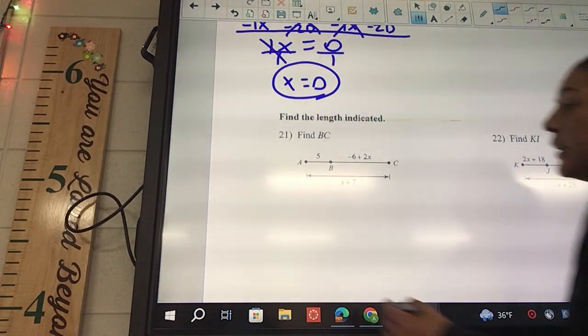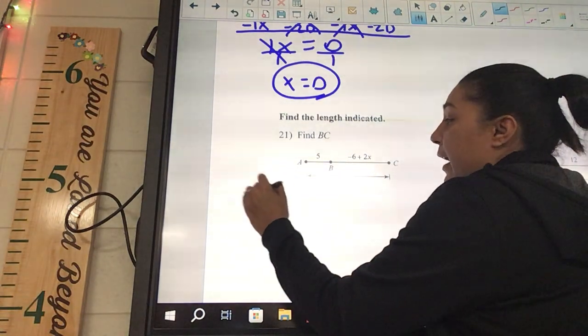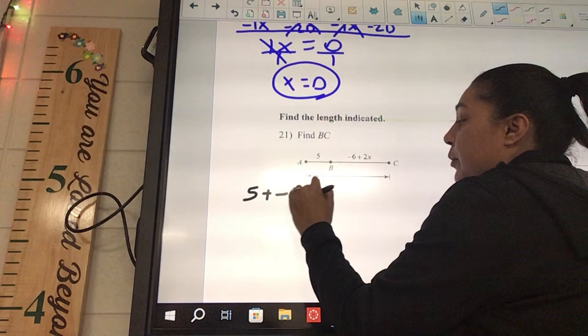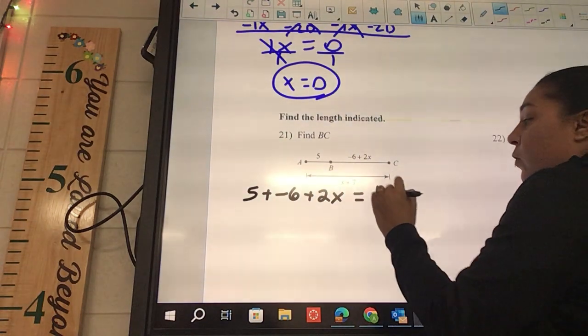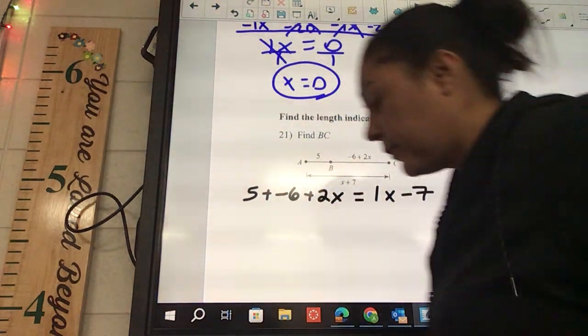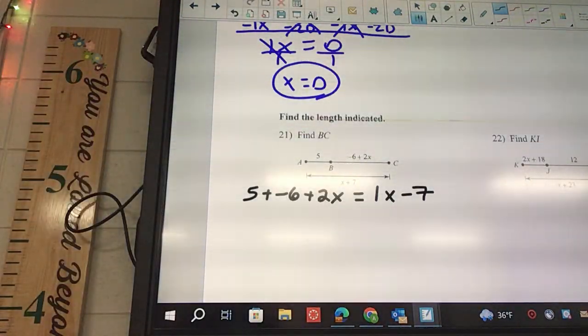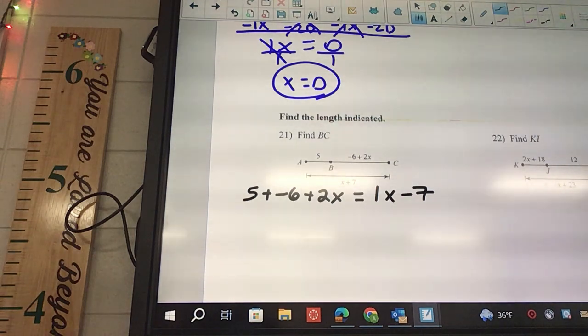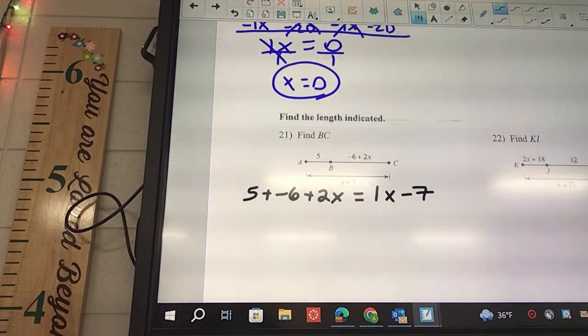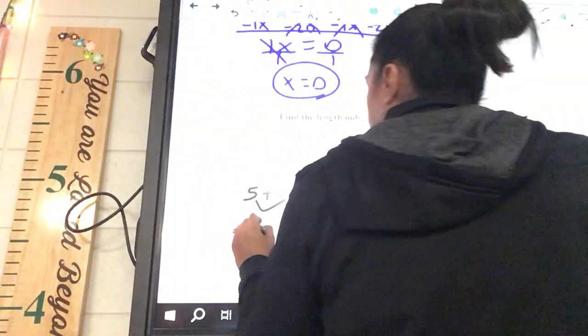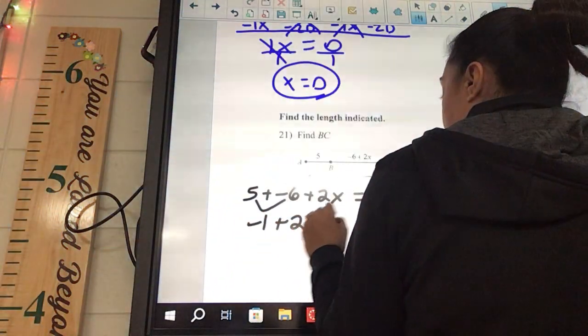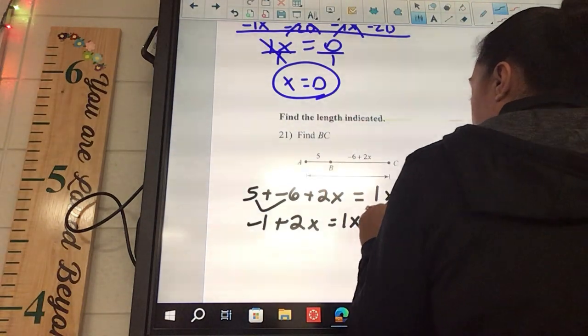So, we're gonna say little plus little equals big, so it's gonna look like 5 plus -6 plus 2x equals 1x plus 7. Okay, what can we combine? 5 and 6. So that's going to give me a -1 plus 2x equals 1x minus 7.